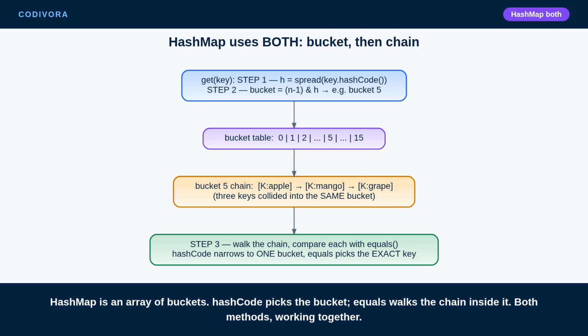Think of a supermarket. hashCode is the aisle number. It gets you to the right aisle instantly no matter how big the store. Equals is reading the label. It picks the exact item in that aisle. Wrong aisle number and you never reach it. That is exactly the vanishing key.